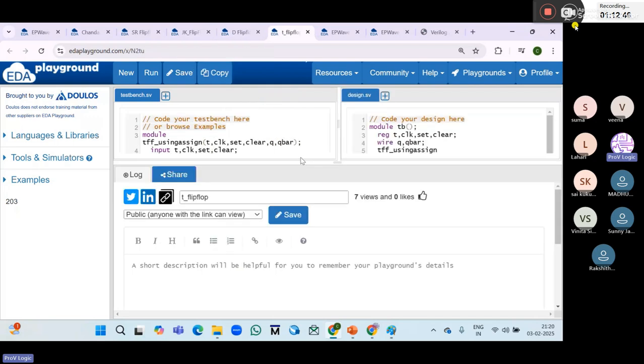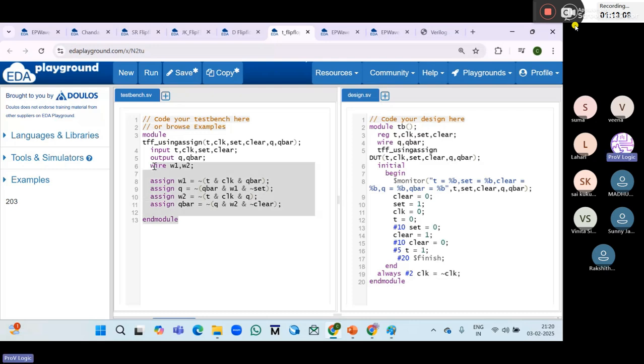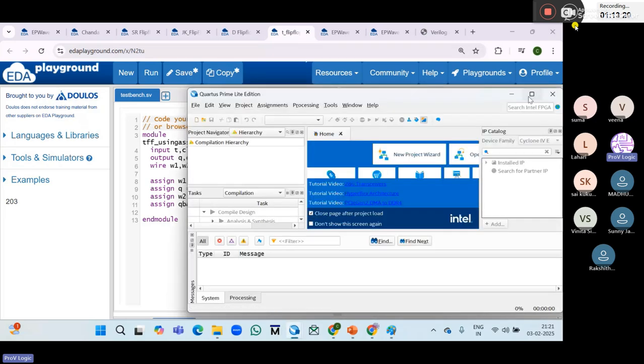Next, T flip-flop. Here, how are we writing using output expressions? Draw a T flip-flop diagram. You will get a circuit diagram like this. I will show you what is the circuit diagram of this T flip-flop. By using that circuit diagram, we need to write these statements. Not gate level, it is data flow modeling.